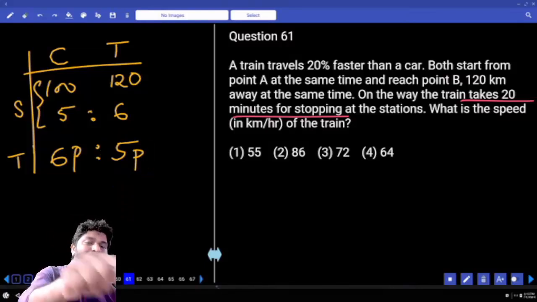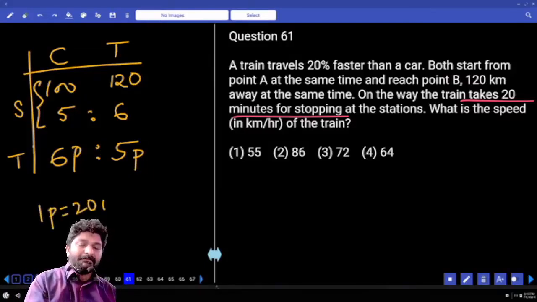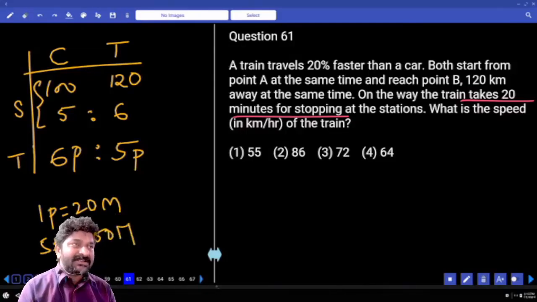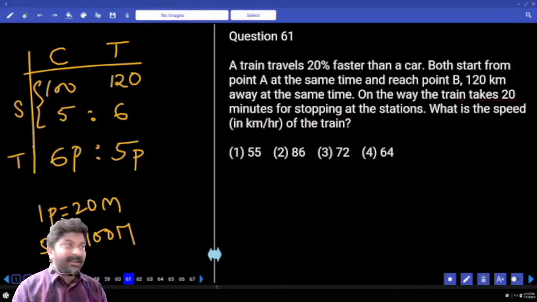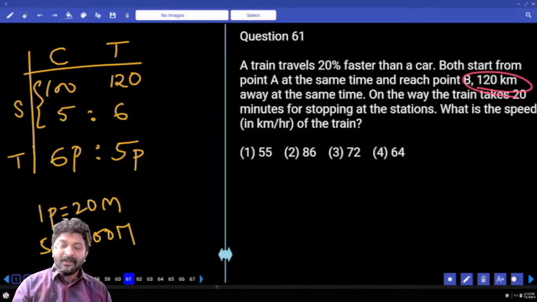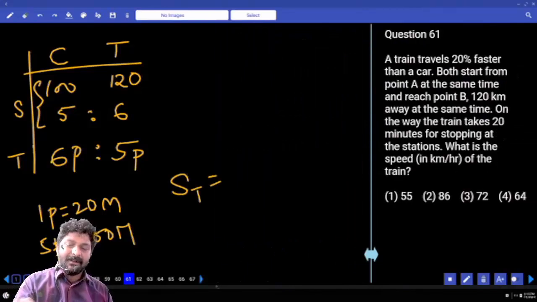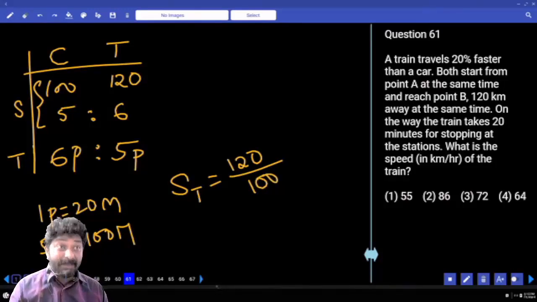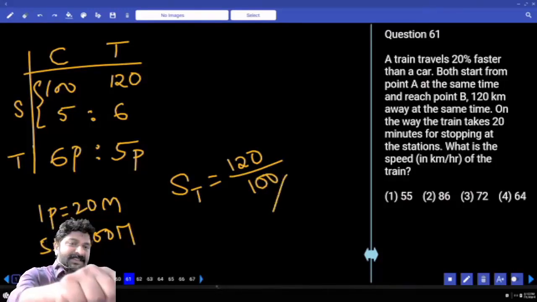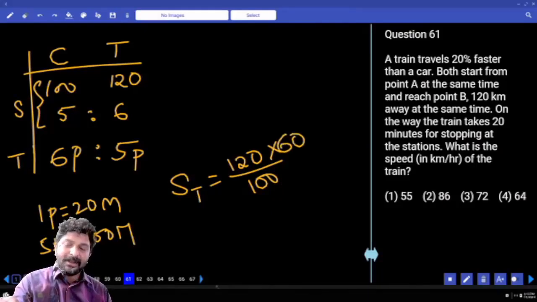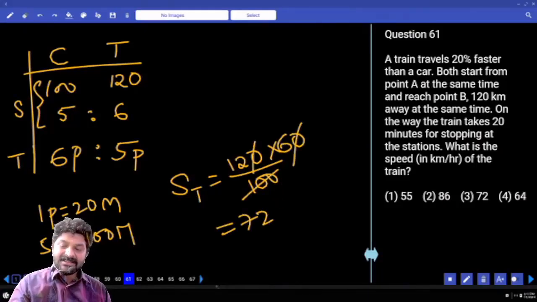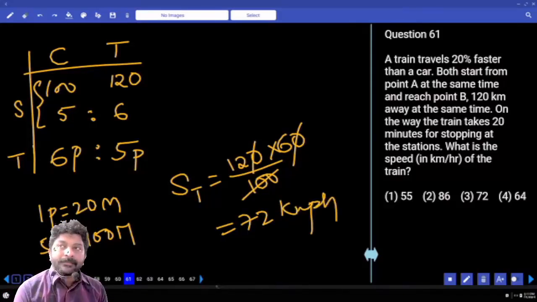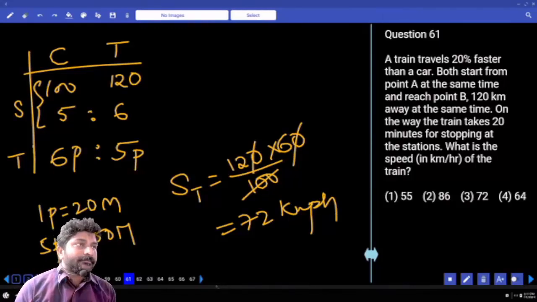If 1 part is equal to 20 minutes, 5 parts, which is the time taken by train, must be equal to 100 minutes. But we were asked to calculate speed of the train. Agreed? Whether it is a car or train, both travel how many kilometers? 120 kilometers. So speed of the train is equal to 120 kilometers distance covered by time taken 100 minutes. Minutes converts to hours by 60. Denominator comes to numerator. 2 zeros cancel. Answer 72 kilometers per hour. Over.